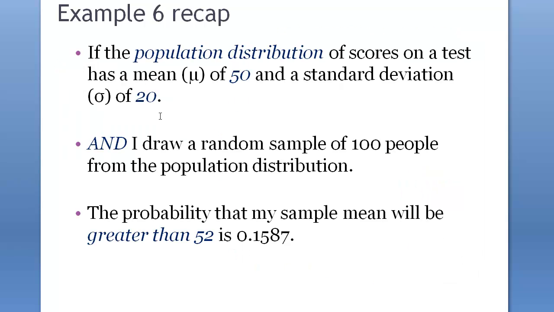So recap: if the population distribution of scores on a test had a mean of 50 and a standard deviation of 20, and I draw a random sample of 100 people from the population distribution, the probability that my sample mean will be greater than 52 is 0.1587. In other words, it's 15.87%.